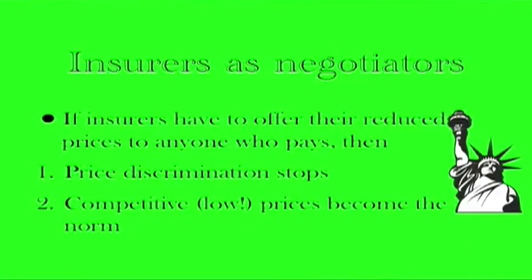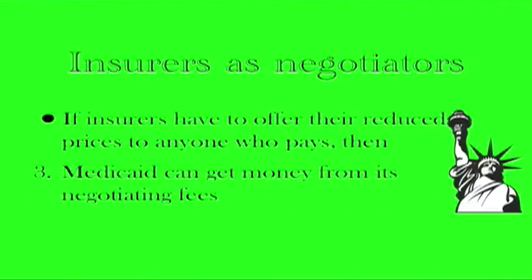If insurers have to offer their reduced prices to anyone who pays, then 1. Price discrimination stops. 2. Competitive, as in low, prices become the norm. 3. Medicaid, for example, can get money from its negotiating fees.